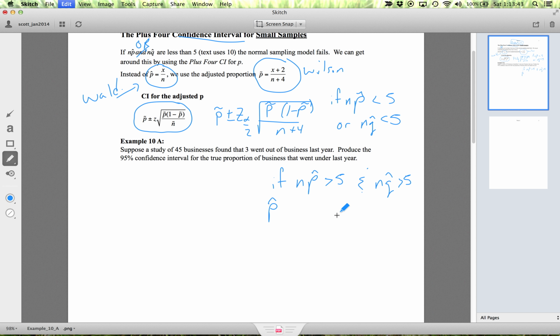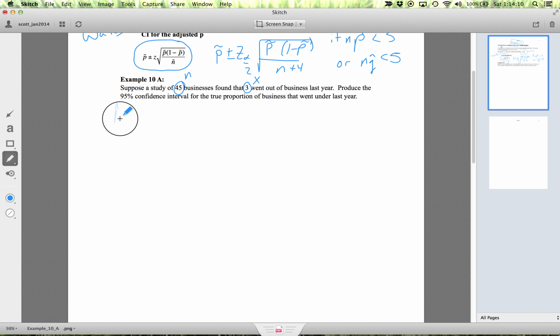Okay, let's see an example of what we should do here. It says, suppose a study of 45 businessmen, so that's the sample size, found out that 3 went out of business last year. So this is the number of businesses that went out of business, the number of successes. Produce a 95% confidence interval for the true proportion.